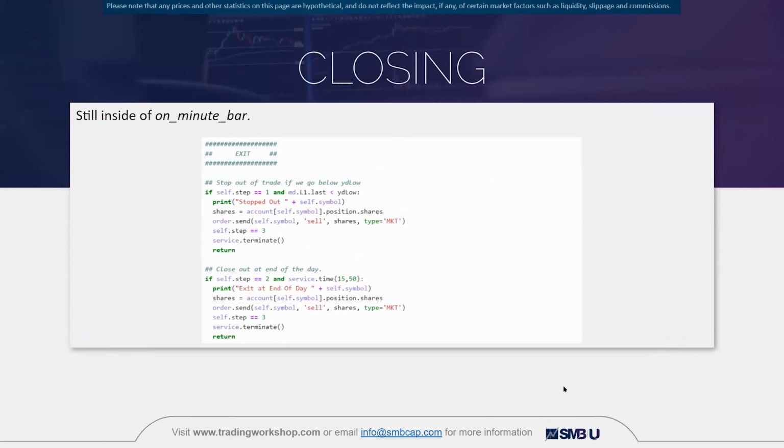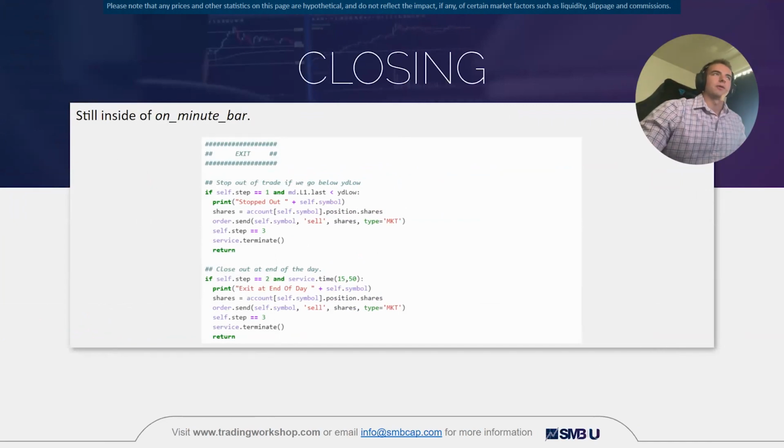Now it's the closing scripts, right? We're still inside of on minute bar. The reason we're doing all of this in the on minute bar section is because this is a backtest. We're not trying to make an automated model. So we want the backtest to be quick, because what you'll notice is that I did an entire year. All of 2020 is what I ran this backtest on for A and B.